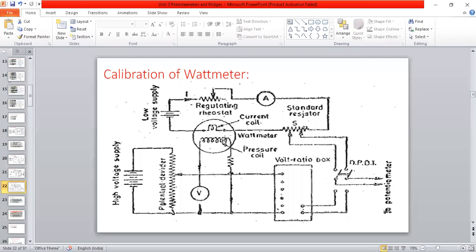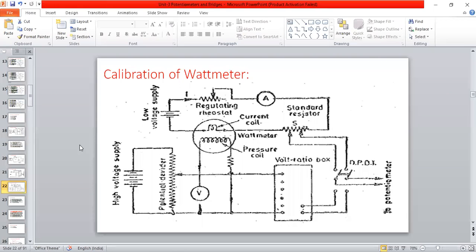We have already studied that one, which consists of a current coil and a pressure coil; both will be considered here. Now here the voltage is there, here is the current calibration circuit, and this is a voltmeter calibration circuit. By combining the ammeter calibration circuit and the voltmeter calibration circuit, by providing a DPST switch, we will get the calibration of the wattmeter circuit here.